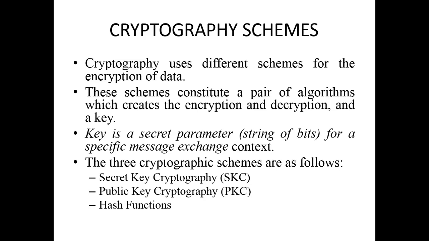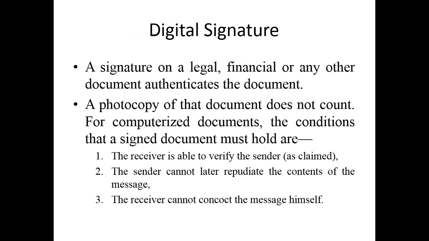So the three cryptographic schemes that are available are the secret key cryptography, the SKC, and then we also have public key cryptography, PKC. Then we also have the hash functions. All these, their main goal is to be able to encrypt and decrypt information that is being transmitted over a network. And then digital signature is actually a form of cryptography as well.